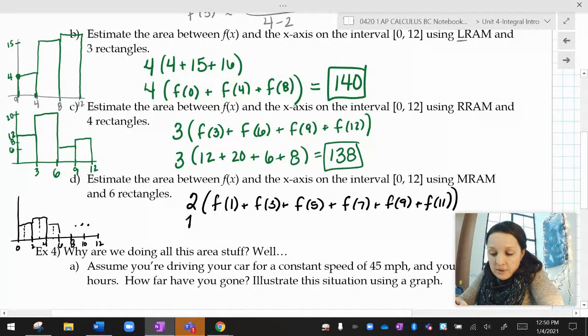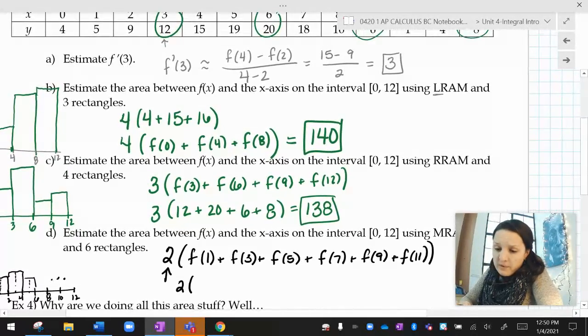And notice, this thing right here is just my entire width divided by the number of rectangles. If my width is 12 and I have 6 rectangles, they'd each be 2 wide, assuming that I am using an equal distribution of subintervals, which I am. All right, so in this case, I have 2 times f of 1, 3, 5, 7, 9, and 11.